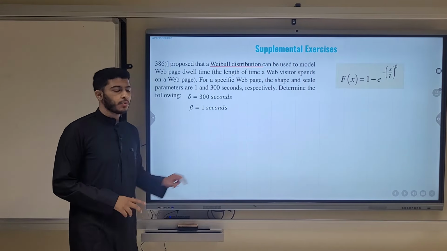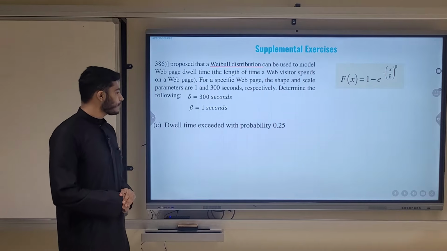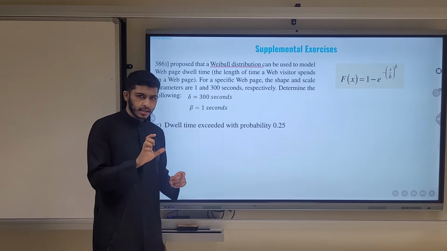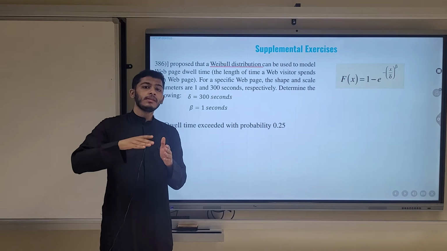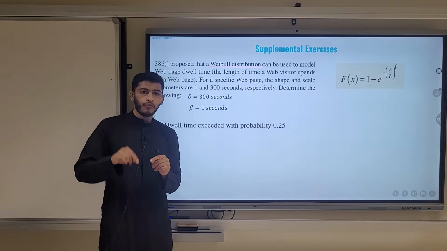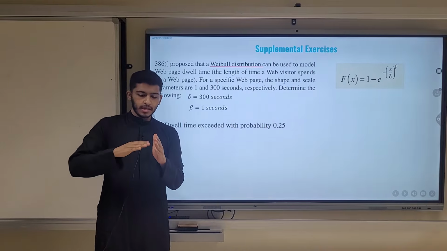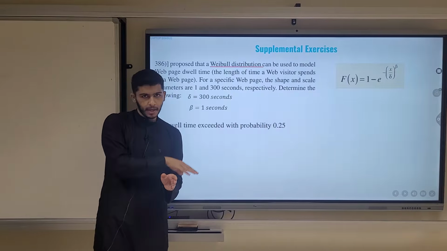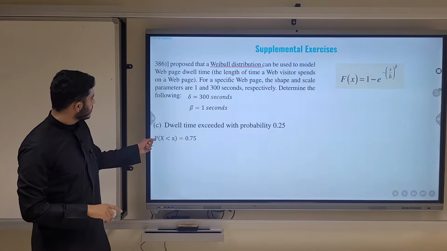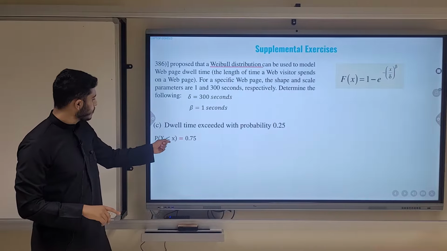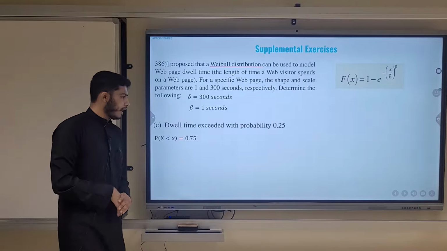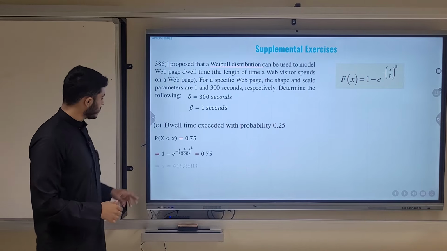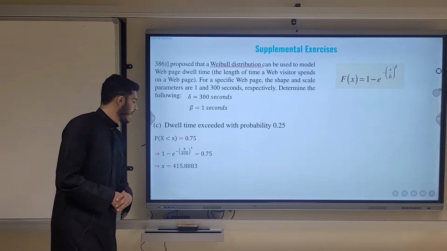So with the last question, dwell time exceeded with probability 0.25. We want the dwell time, the value of x that we don't know, such that it's exceeded by 0.25 of all values. So it has 25% of the data above it, but 75% of the data below it. So we can say it's the probability of capital X less than small x equals 0.75. With this, we can solve for x here, and after we solve for x, we should end up with this answer here.